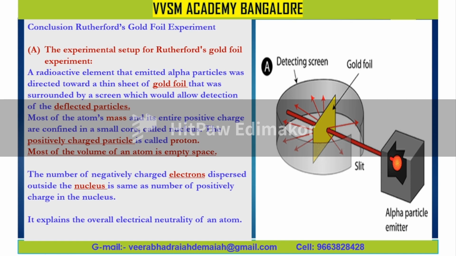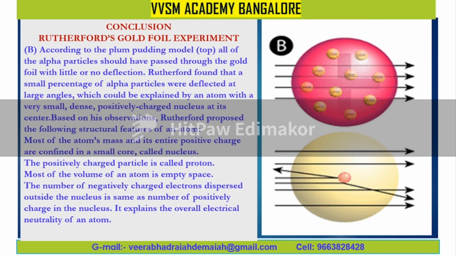Most of the atom's mass and its entire positive charge are confined in a small core called the nucleus. The positively charged particle is called the proton. Most of the volume of an atom is empty space. The number of negatively charged electrons dispersed outside the nucleus is the same as the number of positive charges in the nucleus. It explains the overall electrical neutrality of an atom.